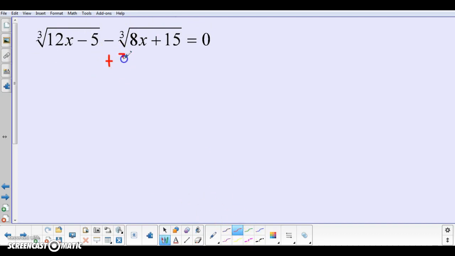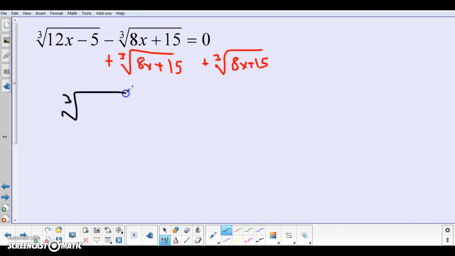So we're going to add the cube root of 8x plus 15 to both sides. It gets rid of it over here and then just adds the same thing over on this side. So what I have now is I've got a cube root on the left, the cube root of 12x minus 5. And that's equal to the cube root of 8x plus 15. Now you probably know where this is going.